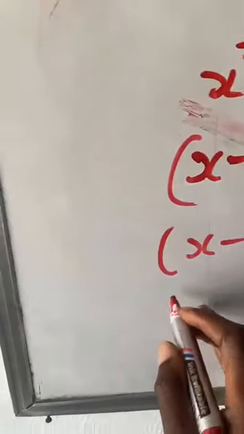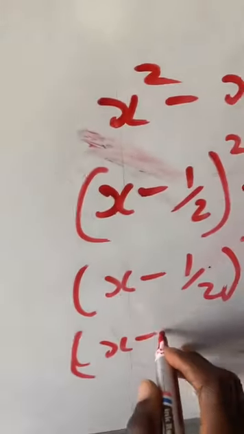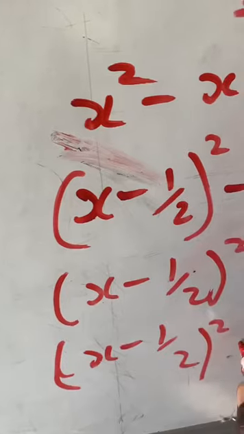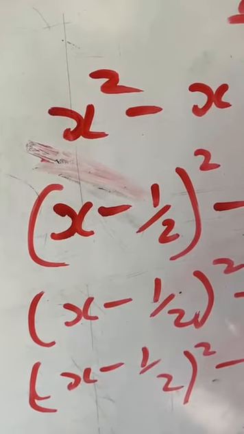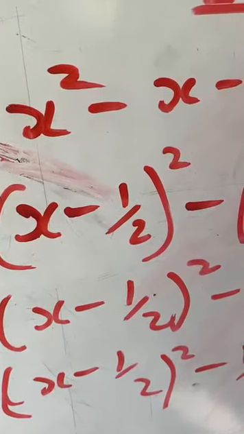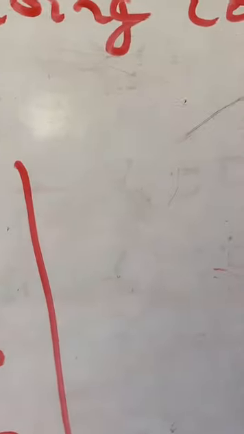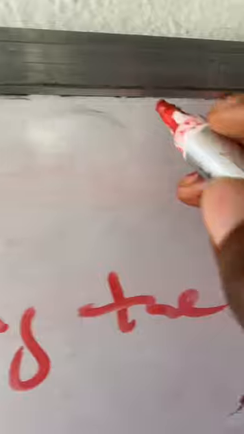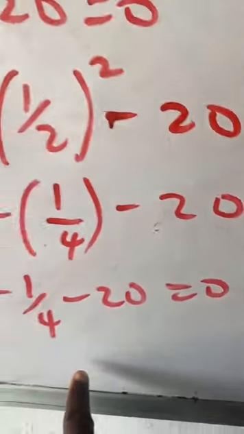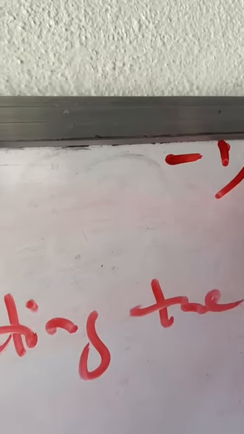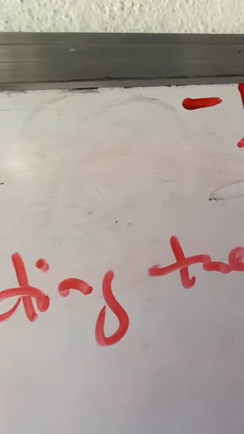Now at this point, I'll write this again: x minus 1 over 2 square, then I can move the bracket, minus 1 over 4 minus 20 equals to 0. Now I can decide to find the LCM. I can just focus on this, or I can go to the rough part of my book. Let's say I go to a rough paper, and I just use a part of the board to solve for the LCM.